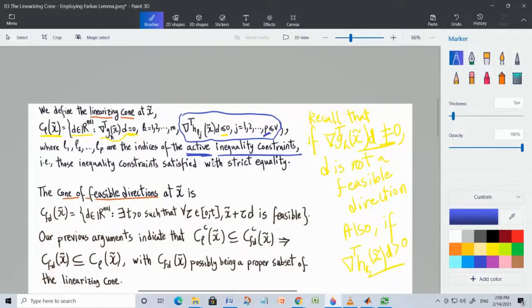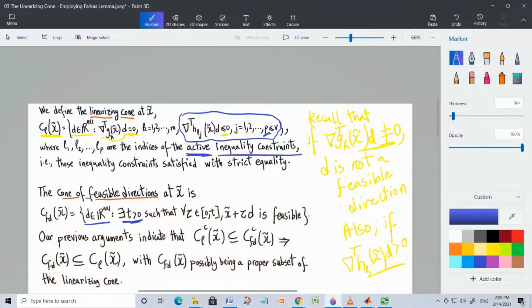Okay, then there is the cone of feasible directions. Those are the directions that if you move along them with some small step, you are guaranteed to reach a feasible point. So the cone of feasible directions consists of directions in R^n such that there exists some positive t. It can be very small, but who cares? But there exists some positive t such that for every tau between 0 and t, x tilde plus tau d is feasible.